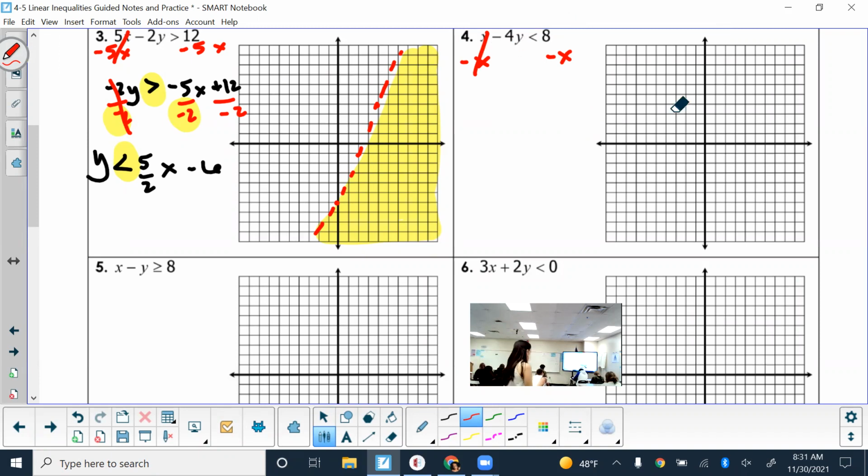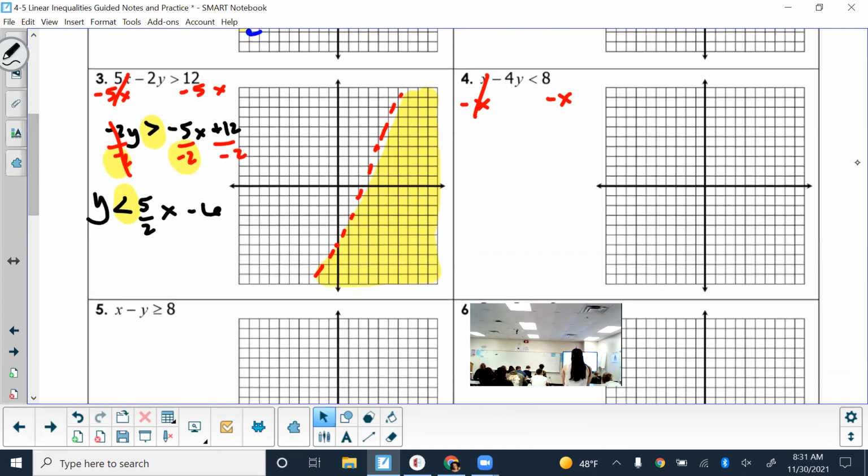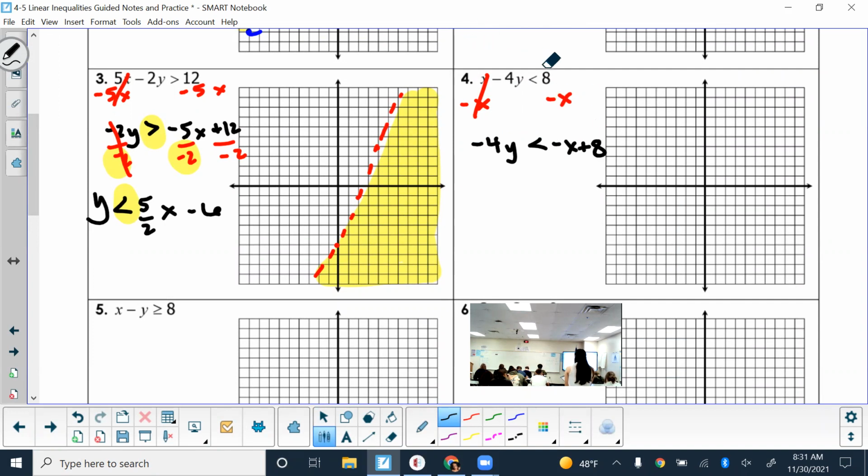In order to cancel it out, we subtract it on each side. Now we have negative 4y less than what? Plus or minus 8? It would be plus because this 8 is positive right now, right? So just leave the signs the same. Leave the x negative, leave the 8 positive, but write it this way so it looks like slope-intercept form.